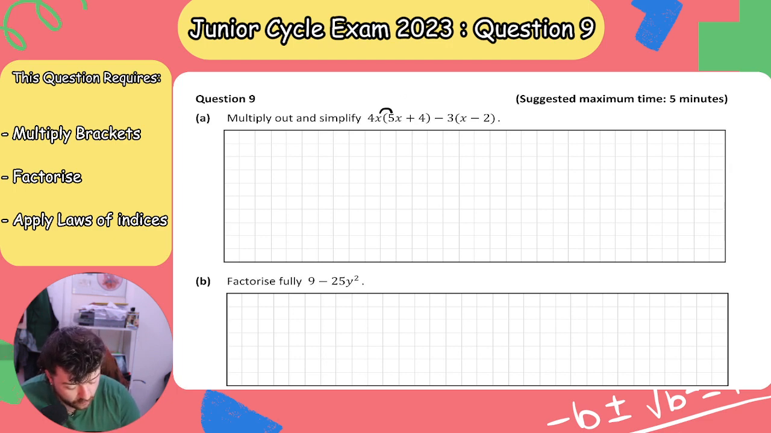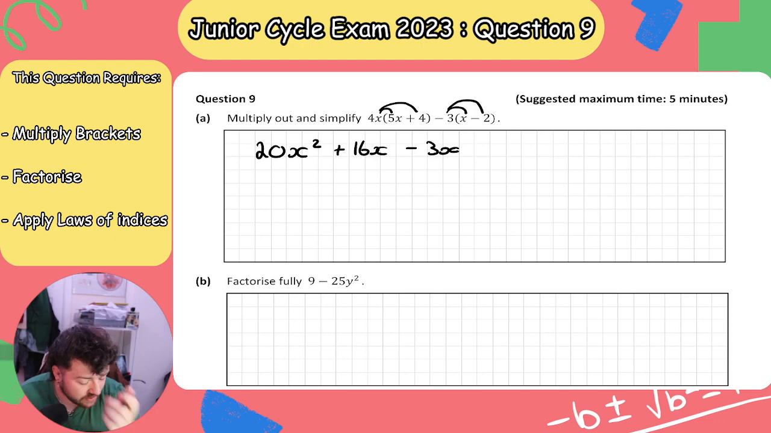So remember 4x times 5x. So letter by letter, number by letter, number by number. So 4 times 5 is 20. x times x is x squared. 4x times 4 is going to be 16x. Minus 3 times x is minus 3x. Minus 3 times negative 2 is going to be plus 6.